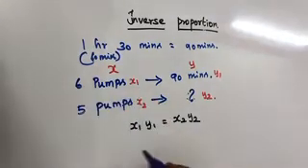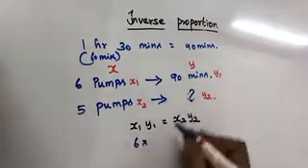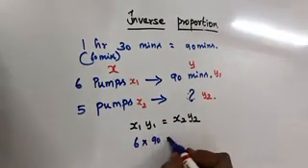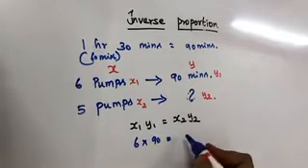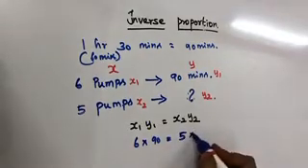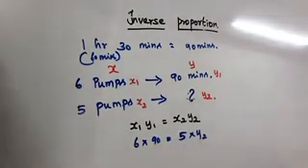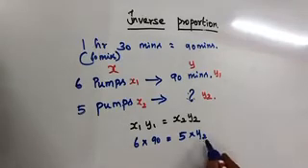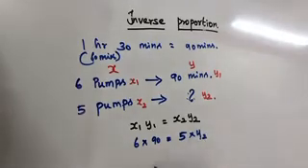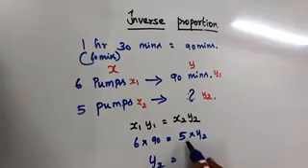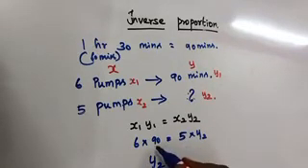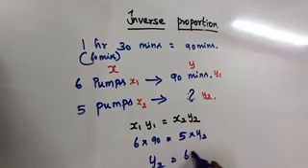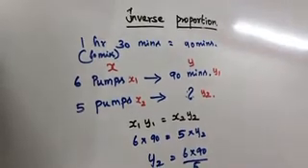So x1 is 6. 6 into 90 is equal to 5 into y2, which we don't know. So we have to find what y2 is. So let's keep y2 on one side and bring this 5 to the opposite side. It's a product here, so it will come as a division. 6 into 90 divided by 5. Shall we simplify?